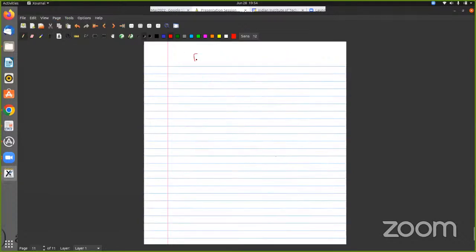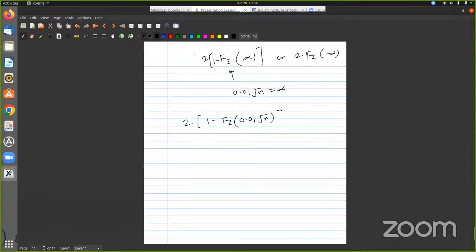At least I can write this as 2 times fz of alpha, not 1 minus fz of alpha, right? Or I can write 2 times fz of minus alpha. So what is alpha here? It's 0.01 root n, right? In this case, if I wanted to write in this term, 2 times 1 minus fz of 0.01 root n is less than 0.01. This is my inequality, right?